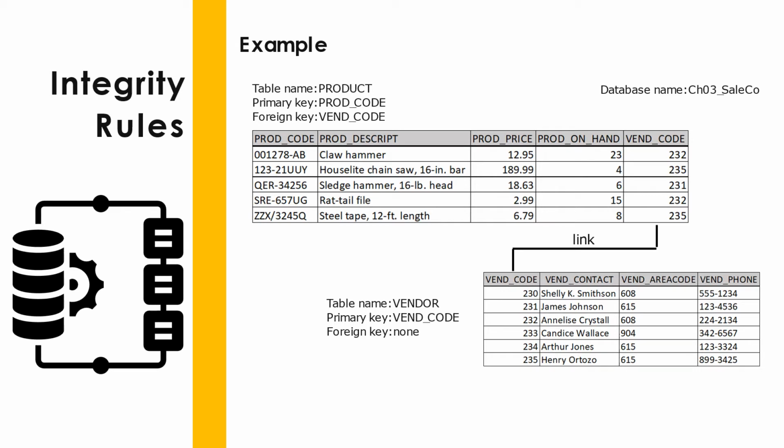So all of those vendor codes that are in our product table are all existing in the vendor table. In some cases, if there are null values in the vendor code, that is still also acceptable. So that's how we check if our tables have referential integrity and entity integrity.